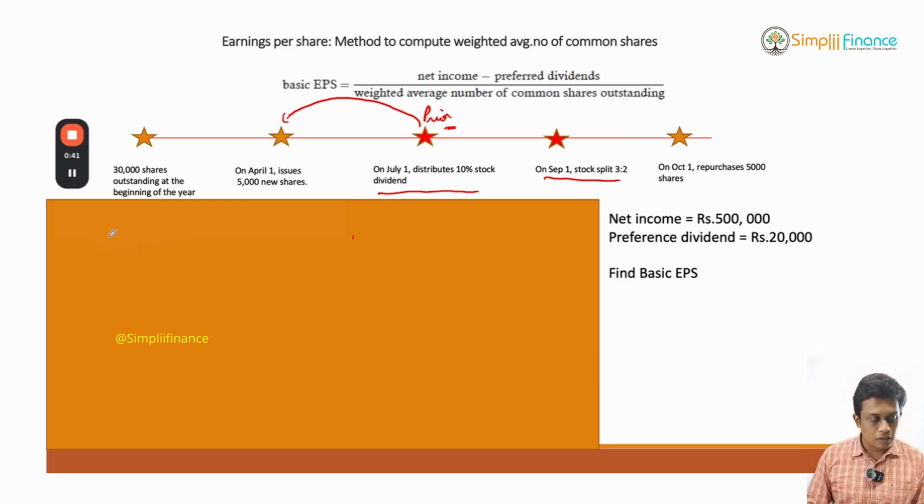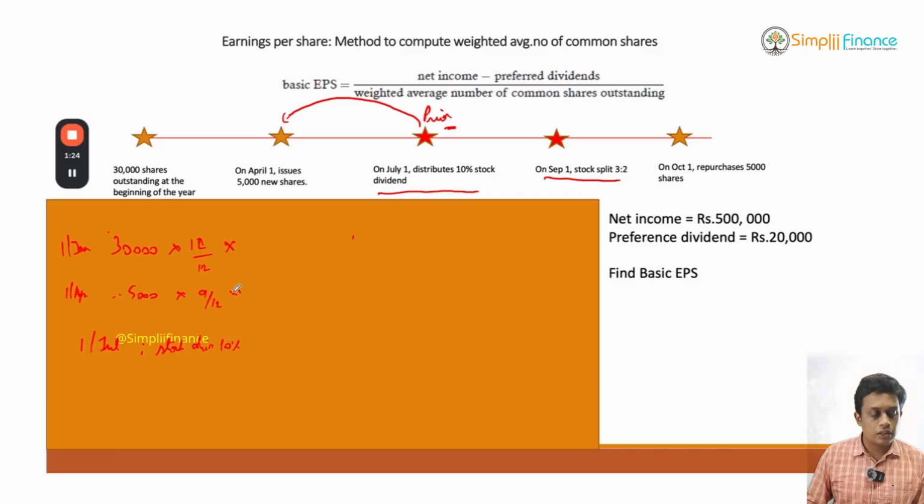Opening, you had 30,000 shares outstanding, and it was outstanding for the entire year. So 30,000 into 12 by 12. And on 1st of April, there was another 5,000 shares issued, for 9 by 12. Then on the 1st of July, there was a stock dividend of 10%. So let's give a retrospective effect.